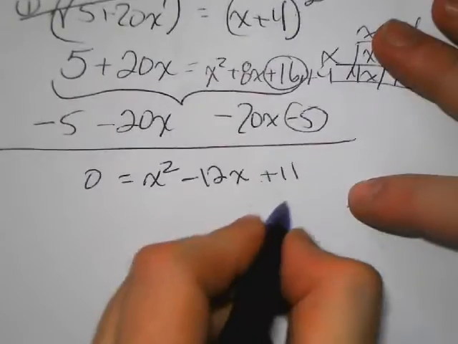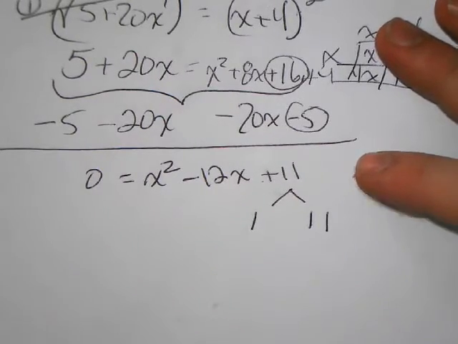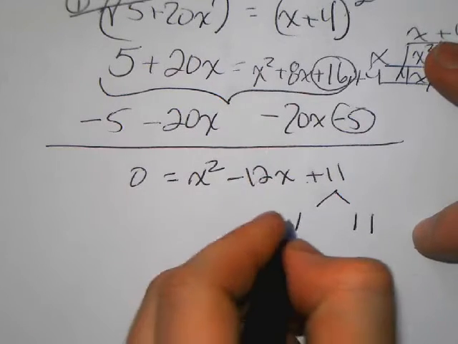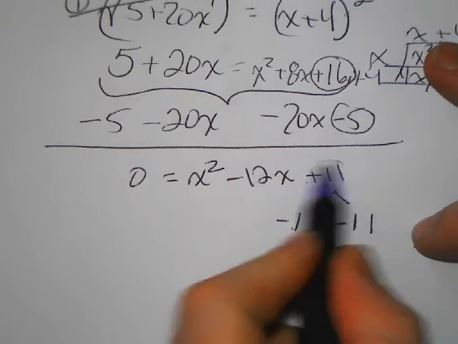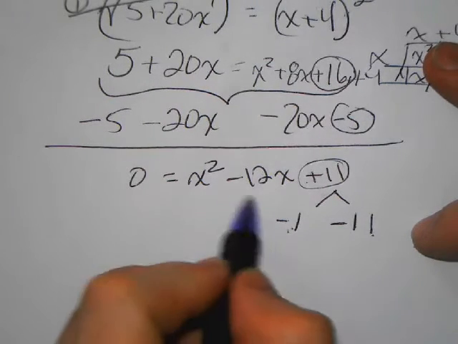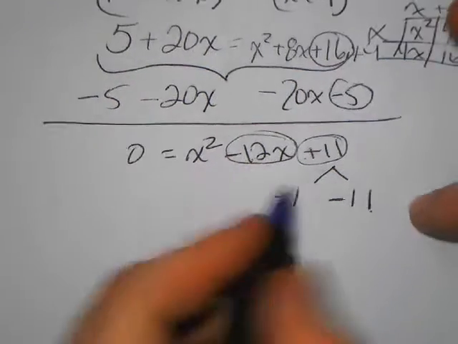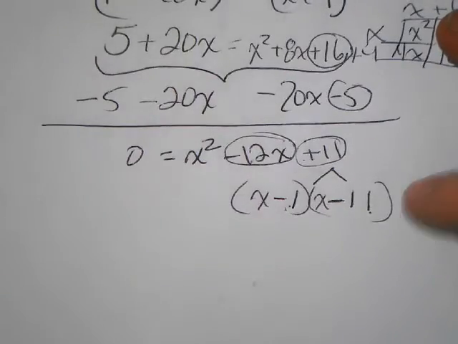I can factor 11 into 1 times 11, and if both of them are negative, negative 1 times negative 11 is positive 11. Negative 1 minus 11 is negative 12. So these are my two factors. I have x minus 1 and x minus 11.